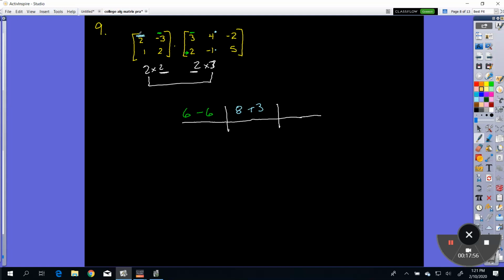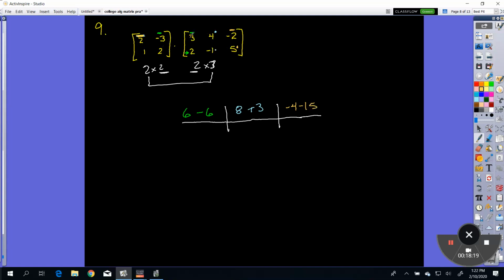Now in the last one, we're going to go the first one in the first row times the first one in the third column. So 2 times negative 2 is negative 4. But then it's the second one in the row to the second one in the third column. So negative 3 times 5 is negative 15. So that was the first row to each column. Now I've got to do the second row to each column.